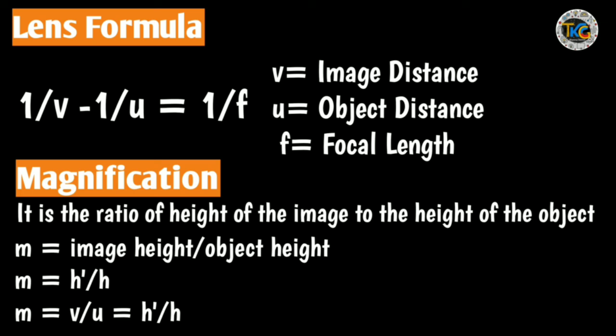Now there is another definition, linear magnification. It is the ratio of the height of the image to the height of the object. Here the height of the image is represented by h dash and the height of the object by h. Then the formula can be written as m equals h dash by h. Here m represents linear magnification. Now there is another formula, m equals v by u, that is image distance by object distance. So combining them, the formula will be m equals v by u equals h dash by h.